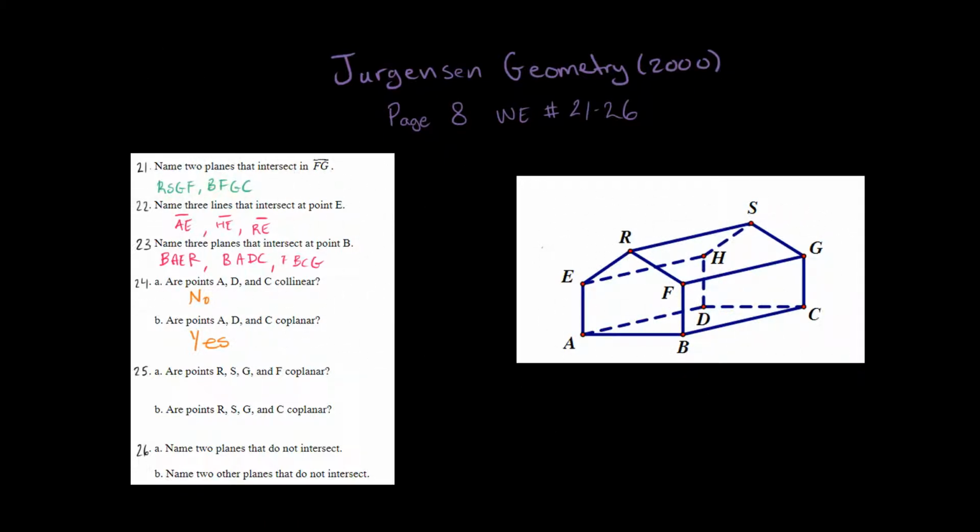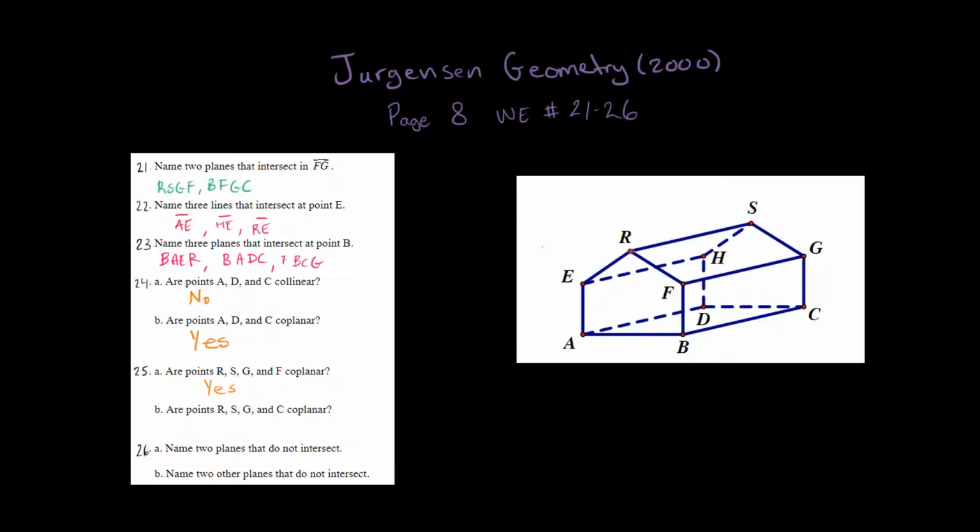Number 25 asks, are points R, S, G, and F coplanar? So R, S, G, and F. Well, if we connect the dots up, we end up with this one face over here, which does end up being coplanar. So yes. The next part says R, S, G, and C.